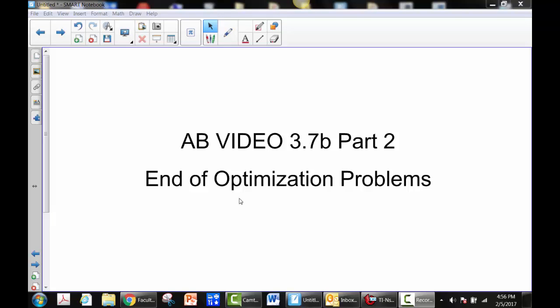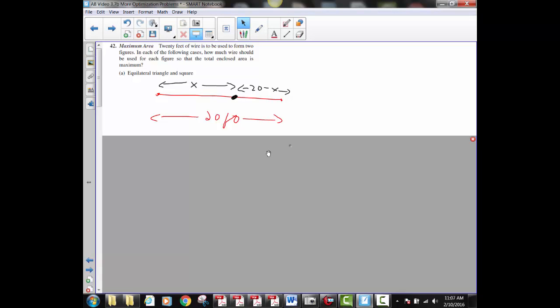Hello, welcome to AB Video 3.7b Part 2, the end, finally, of optimization problems. Number 42: 20 feet of wire is to be used to form two figures. In each of the following cases, how much wire should be used for each figure so that the total enclosed area is a max? So I'm doing number A.